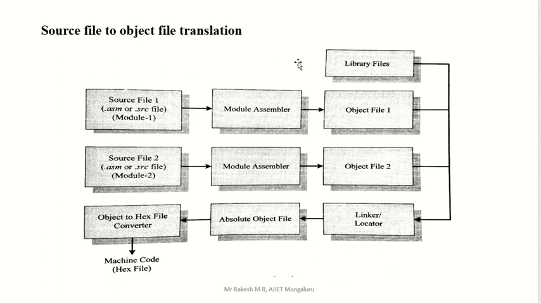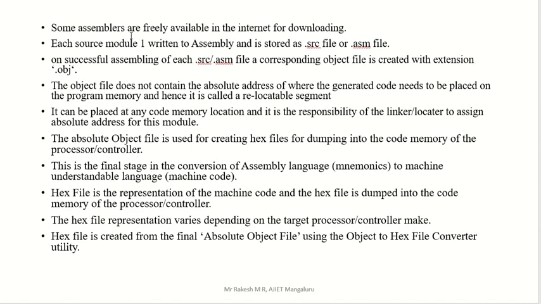Now this is your set of diagrams, a block diagram, which shows the translation of source file to object file. Related to this, we will see some points here. Some assemblers are freely available on the internet for downloading, which I already specified. Some are available free, some you have to pay for, and some have a cracked version or licensed version as well. So you can download that and install it, and you can convert the low level language you have written in any of the software to machine level language.